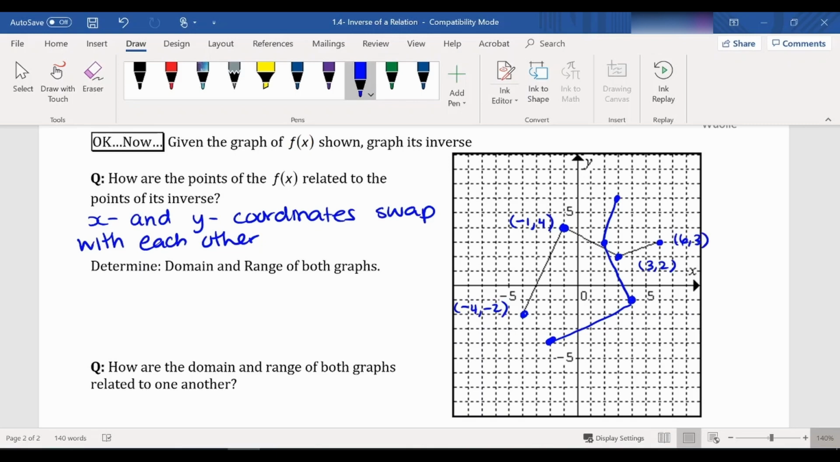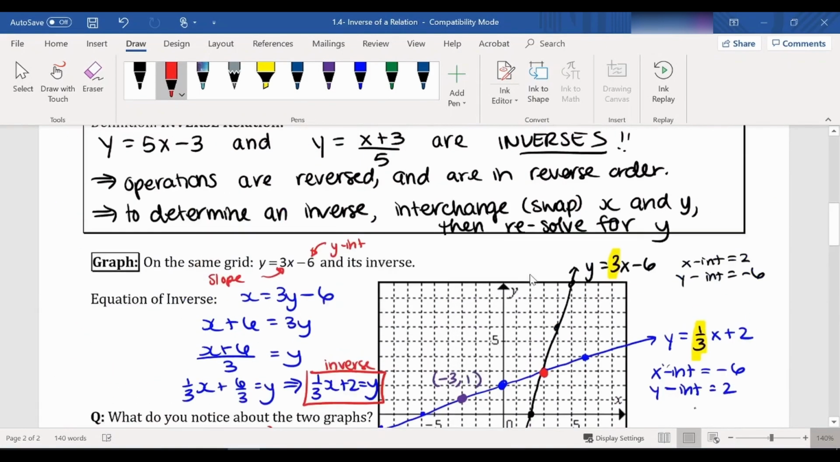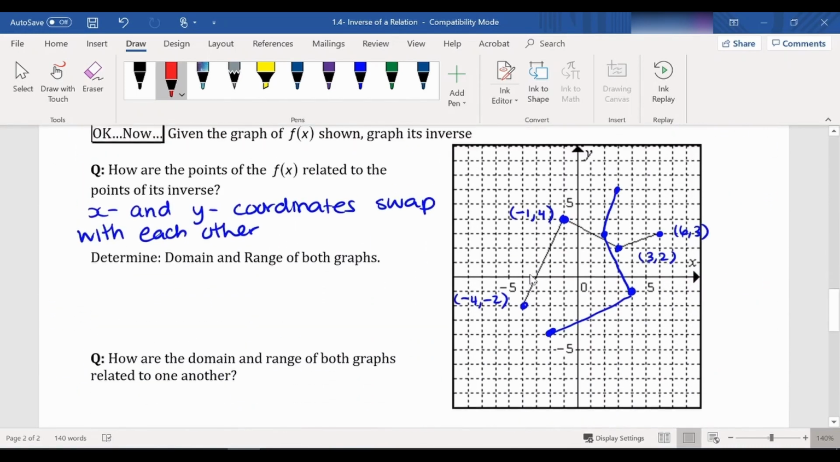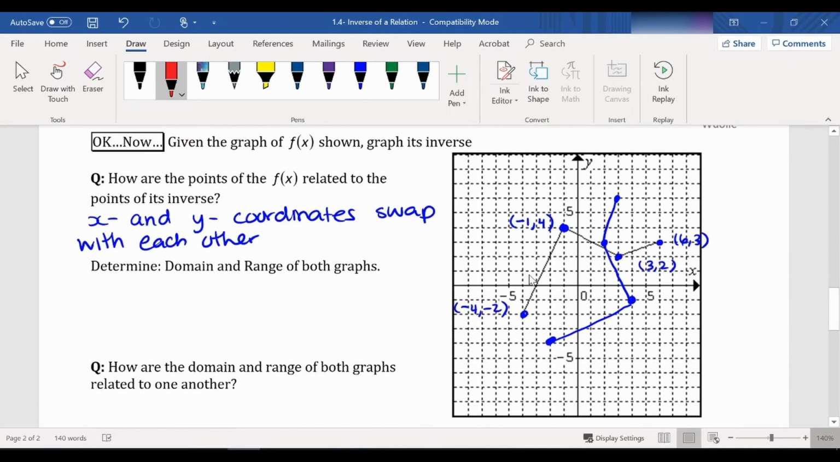Okay. The other thing that hopefully we're starting to notice is that it kind of looks like these are reflections of each other. If I look at this one and I look at this one, they kind of look like a reflection across a diagonal line, which they are. If I draw a diagonal line through y equals x, these are all reflections across the line y equals x.